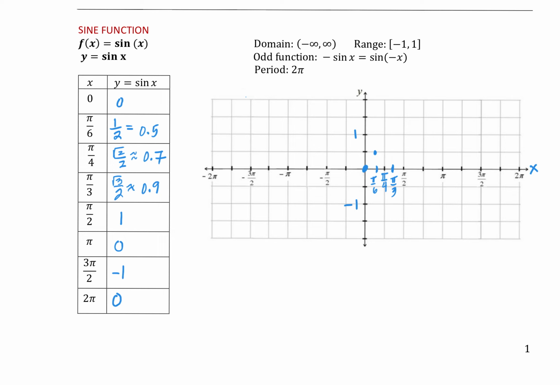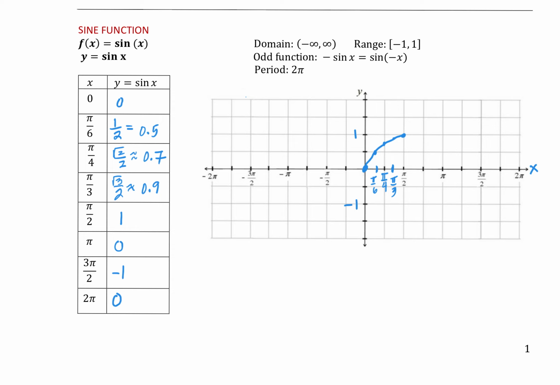Pi over 4 is 0.7, so a little bit more than a half. Pi over 3 is 0.9, so we're almost at 1. And then pi over 2 is 1. It's this nice arc, which makes sense if you look at the unit circle and how it arcs along. So that would be our sine values, first quadrant, start at 0, goes to 1.